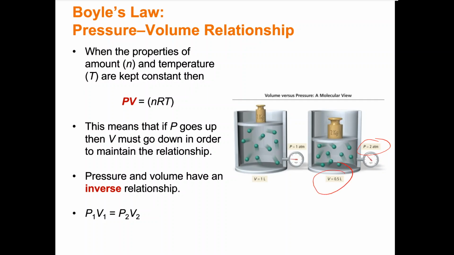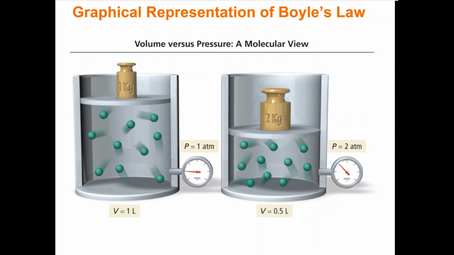What happens is, if we have the 1 kg weight, we have a pressure of 1 atm, and the volume is 1 liter. This 1 kg you could think about as representing 1 atm, or 1 atmosphere of pressure. If we double that weight, so we make it a 2 kg weight, we also increase our pressure to 2 atm, but look what happens to our volume. It goes down by half.